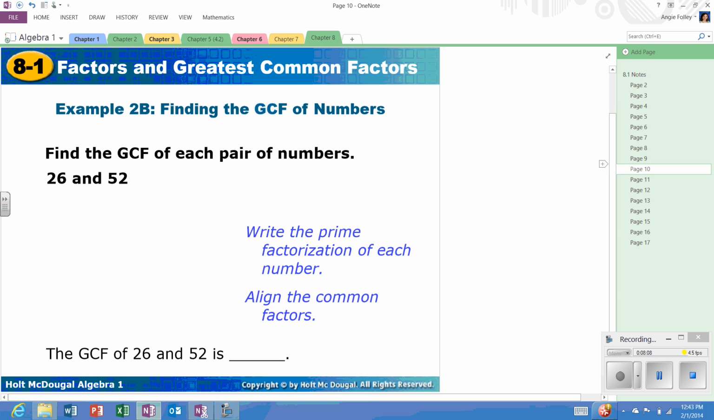Okay, the GCF of each pair of numbers. So I'm going to break this down into 2 and 13. And then 52 can be divided by 2 and 26. And then 26 can be divided by 2 and 13. So the greatest common factor is actually 26, because 26 goes into 26 and it goes into 52. It goes in 2 times.